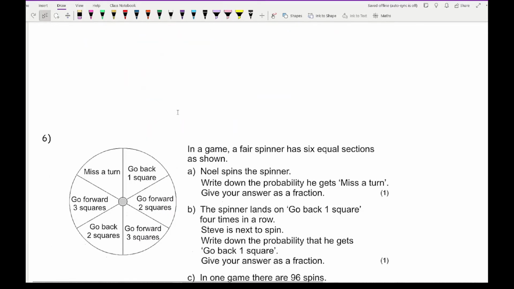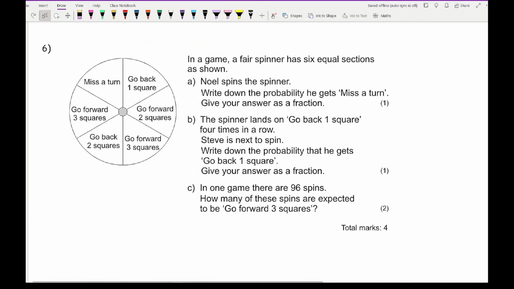Moving on to question 6. Here it says that in a game, a fair spinner has 6 equal sections as shown. Noel spins the spinner. Write down the probability he gets miss a turn. Give your answer as a fraction. So miss a turn here, we've got 1 out of 6 particular areas.